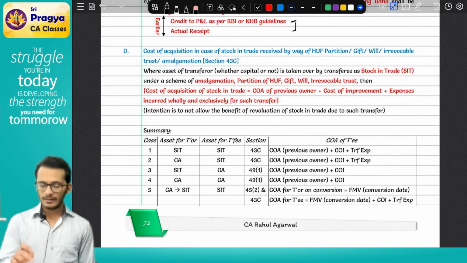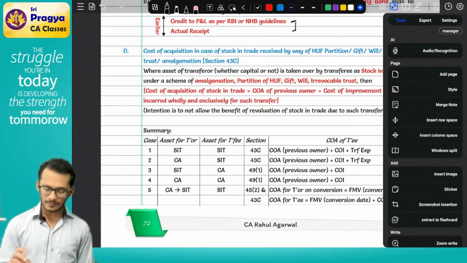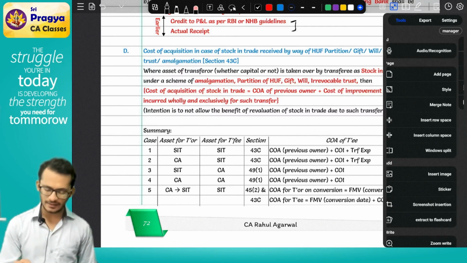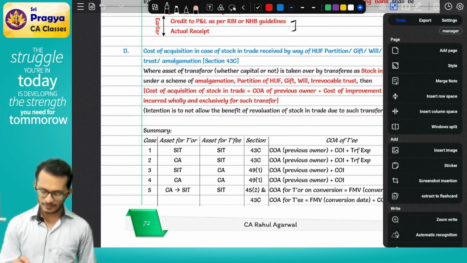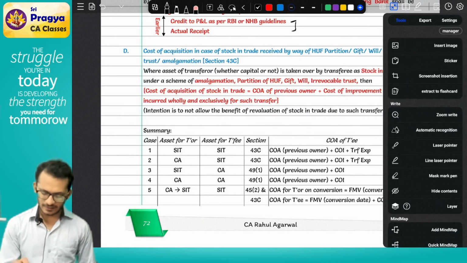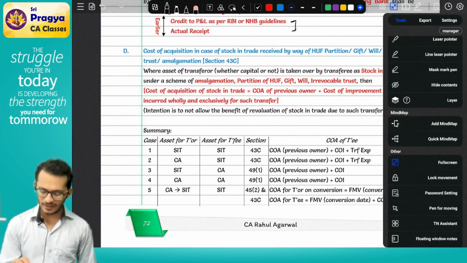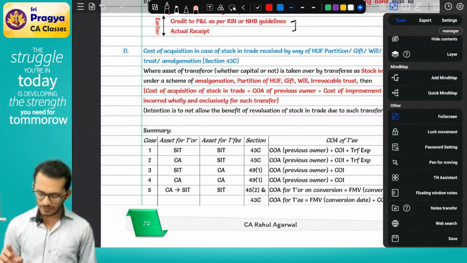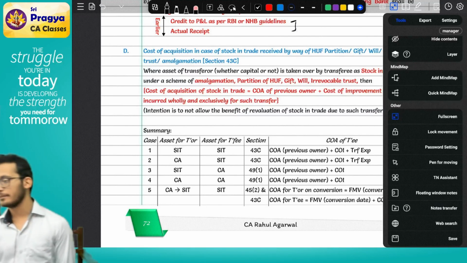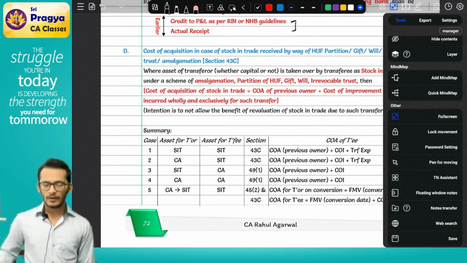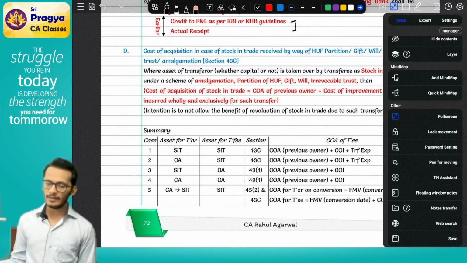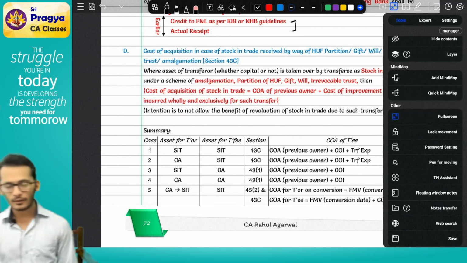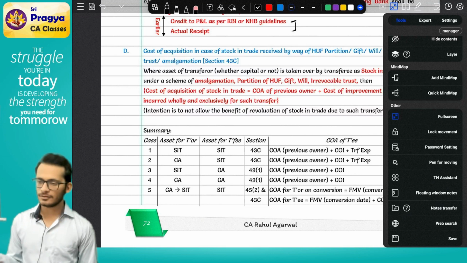What is happening? There is a business reorganization happening. The business reorganization is basically coming and saying that I am going to take over your assets. Income tax is clarifying that if at all someone is planning to take over your assets, in that case, whatever assets you are going to transfer in the nature of stock in trade, the cost of acquisition for the new owner will be cost to the previous owner. Simple.